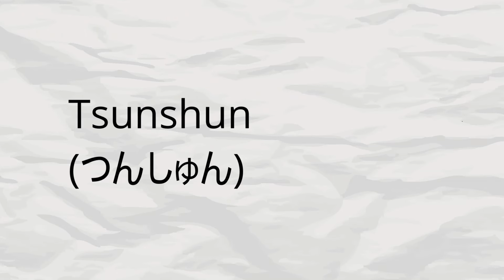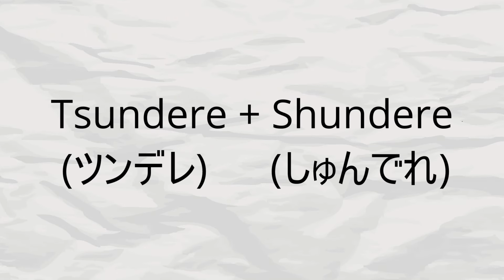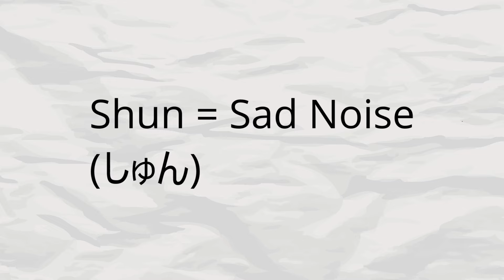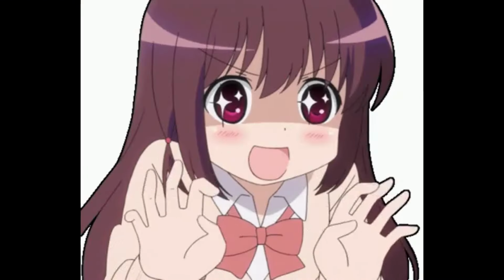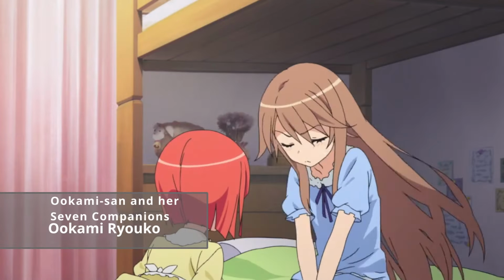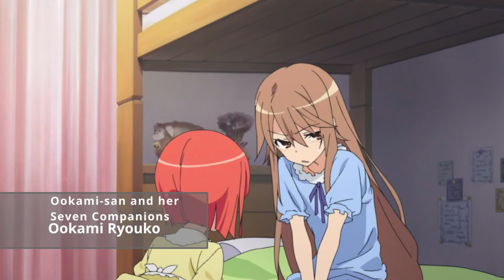The Tsunshun are combinations of the tsundere and the shundere. The shundere are characters who are really sad, with shun being the onomatopoeia for someone being sad. And if you want to hear me make the noise, go back and watch the last video. I'm not doing it again. The Tsunshun are characters that get sad because they can't be honest about their feelings of affection.